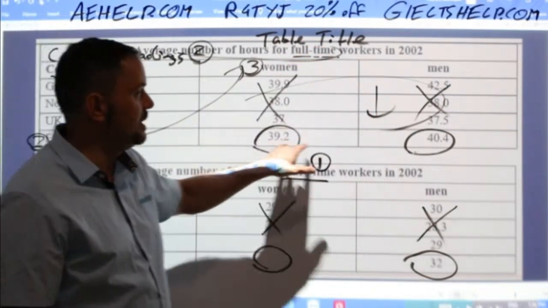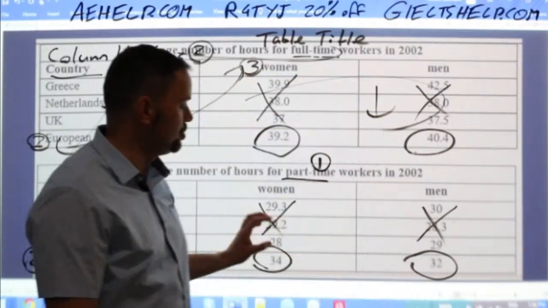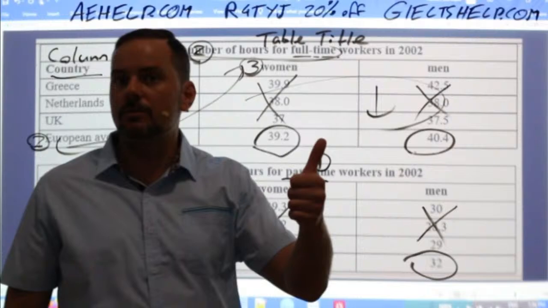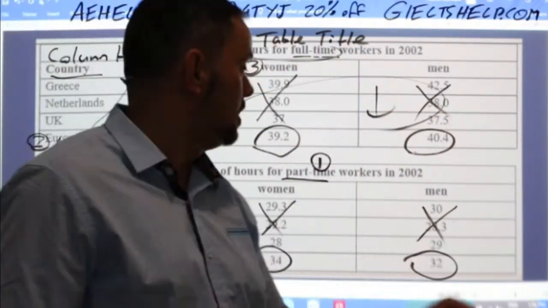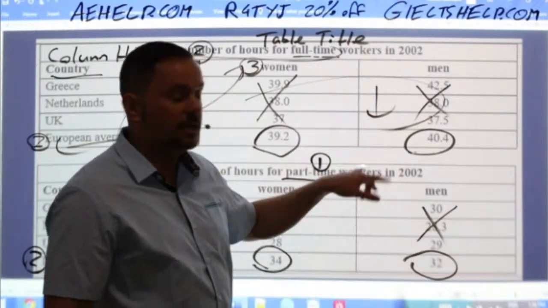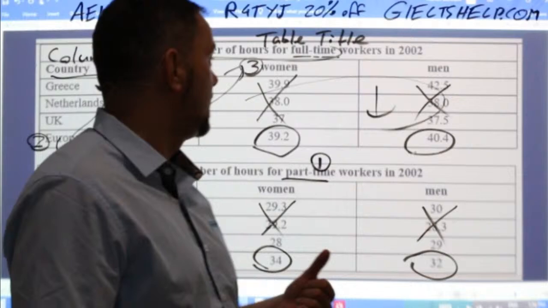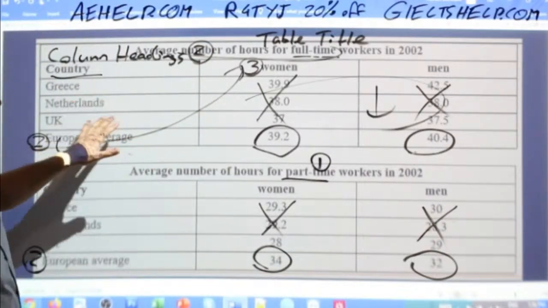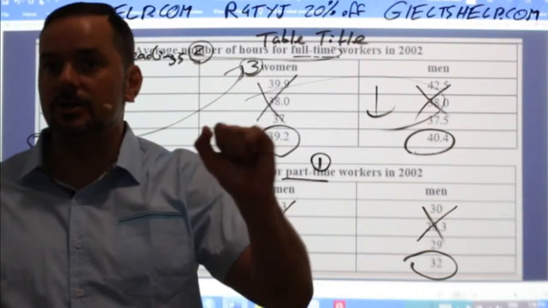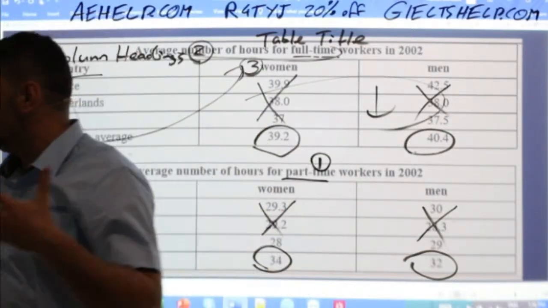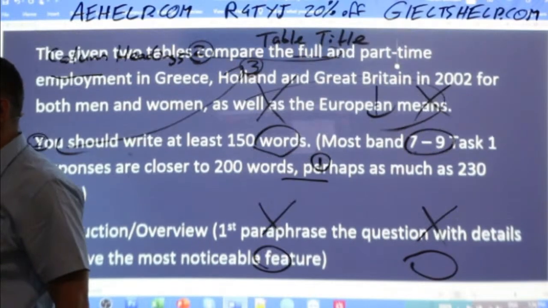So this information for us is much higher level than looking at individual countries' information. Is that clear, everyone? So the European averages for part and full-time compared men to women is a much more important piece of data than looking at the specifics of Greece, Netherlands, and UK within those genders. Is that clear? Yeah? You guys are good there? Okay. So that should be your most important or main feature that you notice right away.